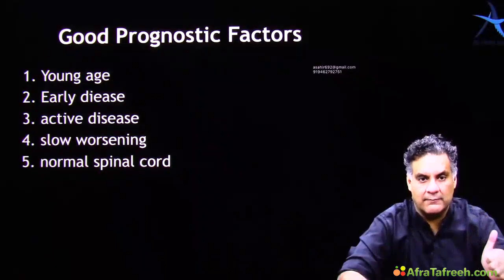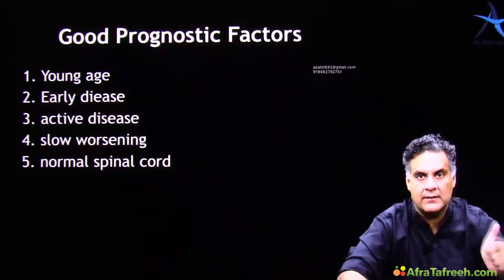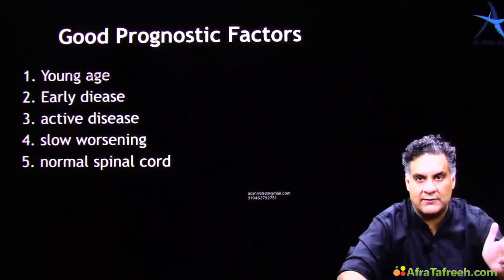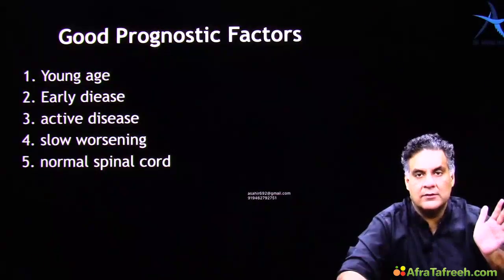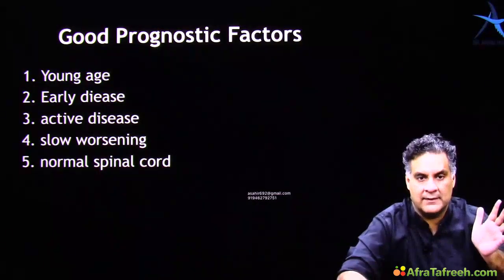Good signs, when it will improve: younger people improve better. Early disease in the first 2 years, better. Infection present, ATT will work. Active disease, better. Slow worsening of neurological status, better. Neural tissue normal on MRI, better.